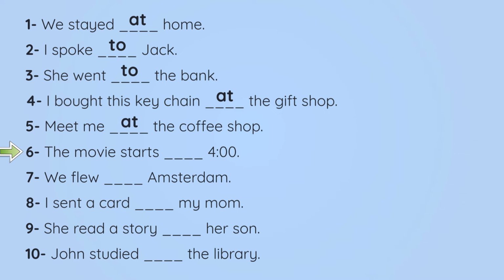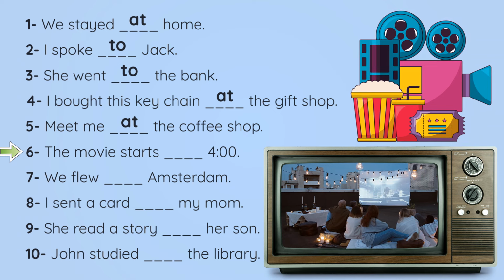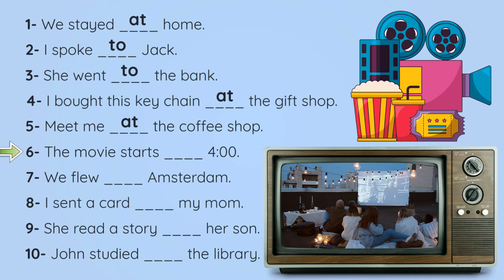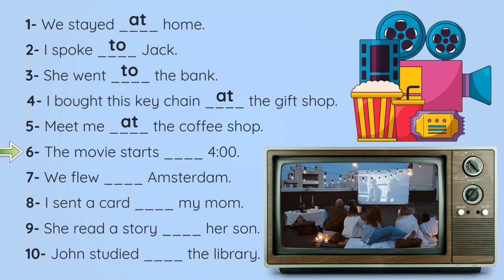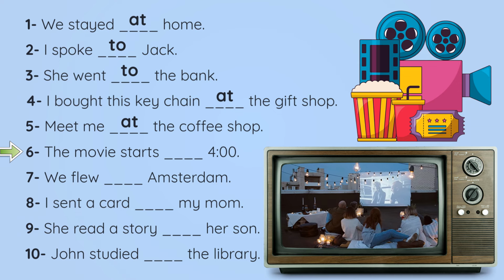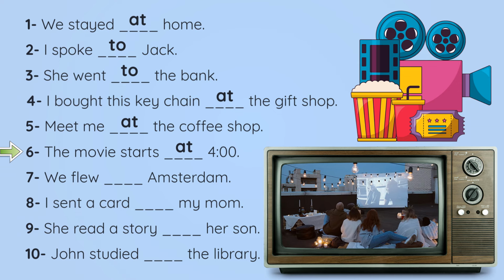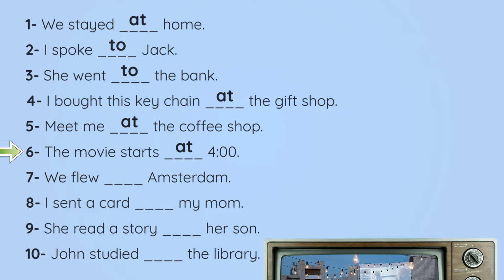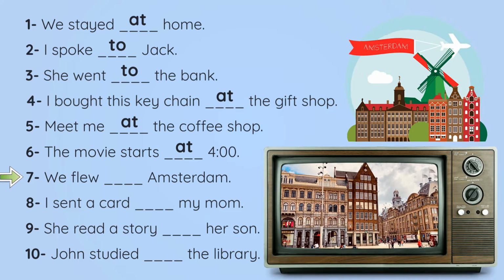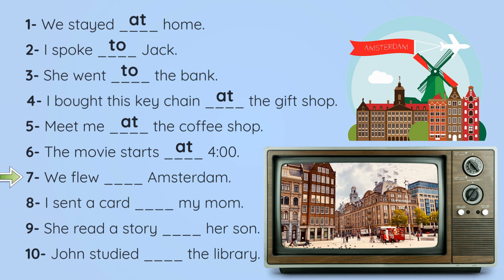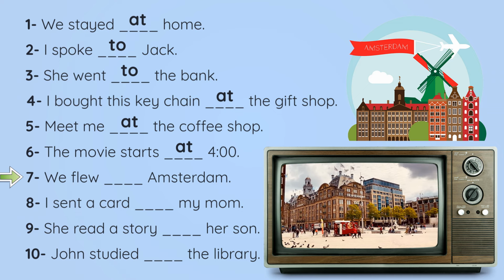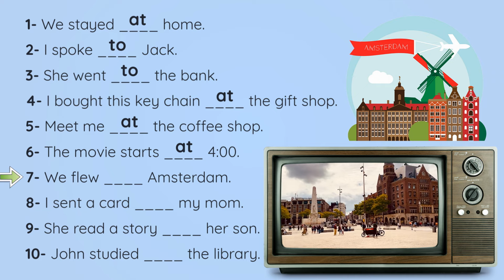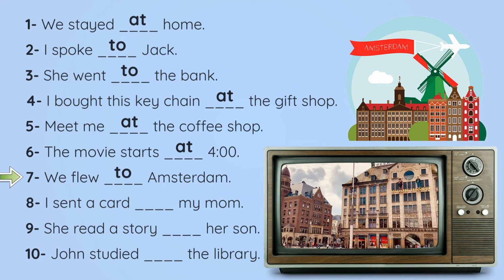Next, the movie starts blank 4 o'clock. To 4 o'clock, at 4 o'clock. Which one is right? The movie starts at. Okay? We always use at for very specific times. Next, we flew blank Amsterdam. What do we say? Flew, movement. Flying is movement. To Amsterdam.